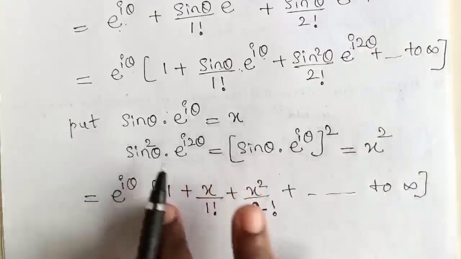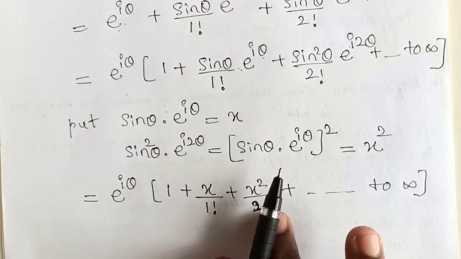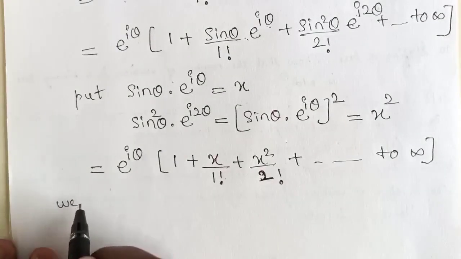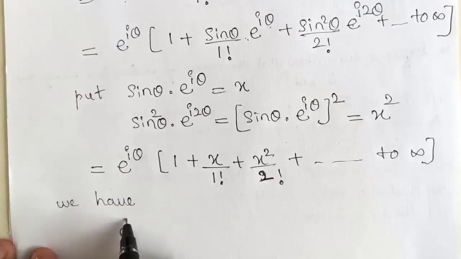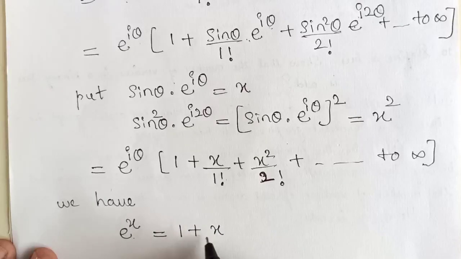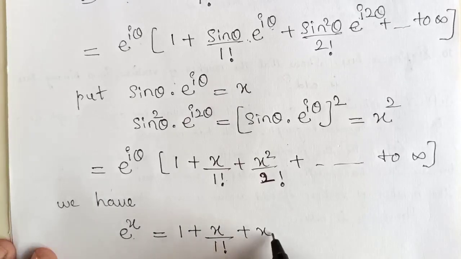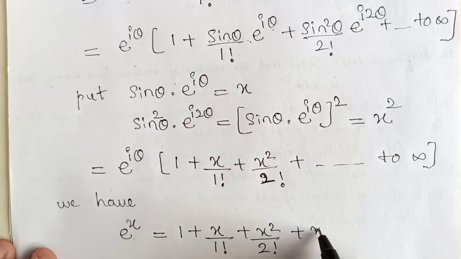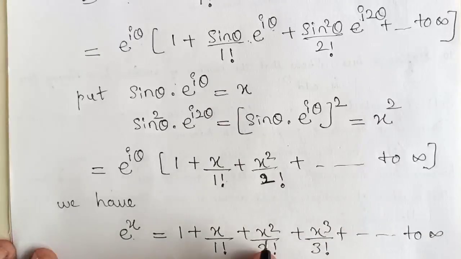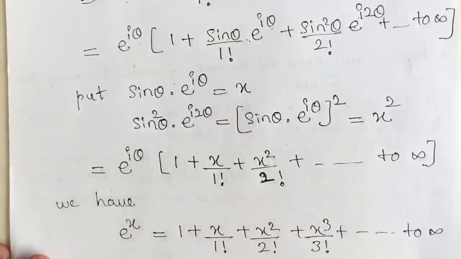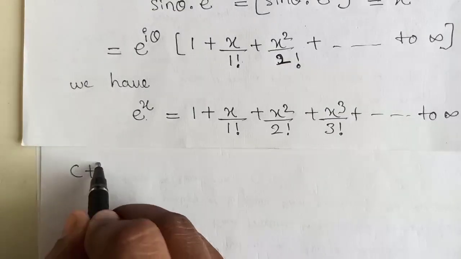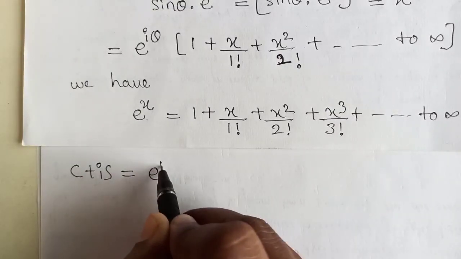So this can be represented in exponential form, that is e raised to x, because we know the standard series: e raised to x is equal to 1 plus x divided by 1 factorial plus x square divided by 2 factorial plus x cube divided by 3 factorial up to infinity. So on using this formula, this series can be written as cis equals e raised to I theta as it is.